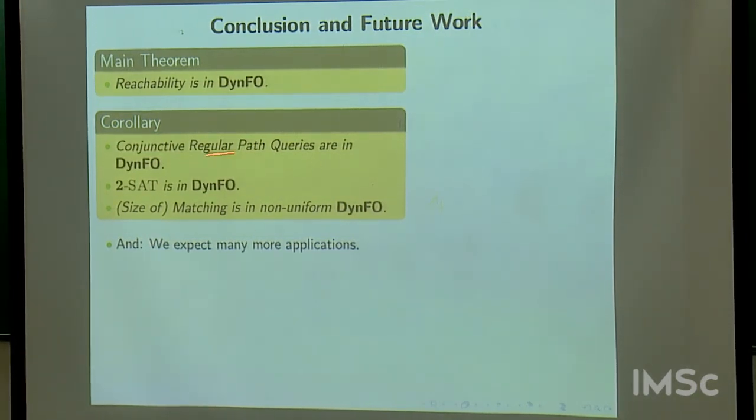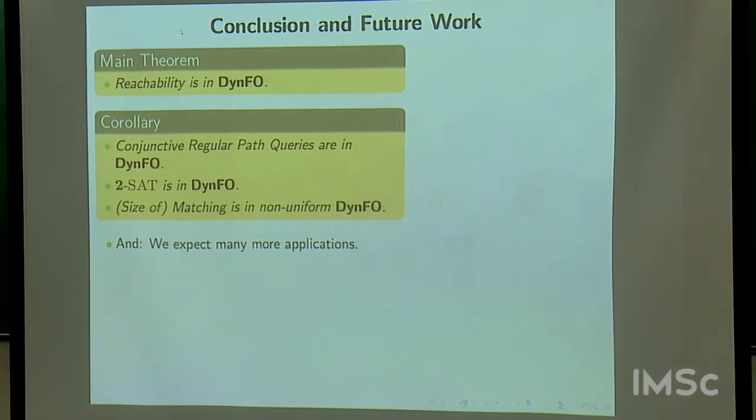This is similar to reachability. But this does not imply that all of NL is in DynFO, of course. Why does it not imply? Because DynFO is not closed under arbitrary reductions. It's just closed under bounded first order reductions.